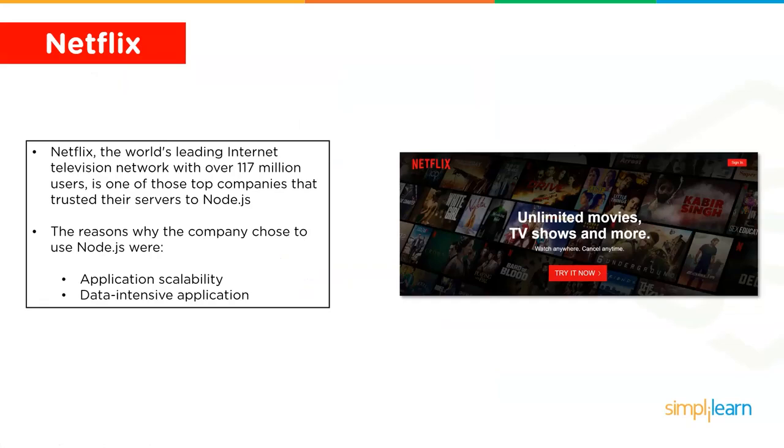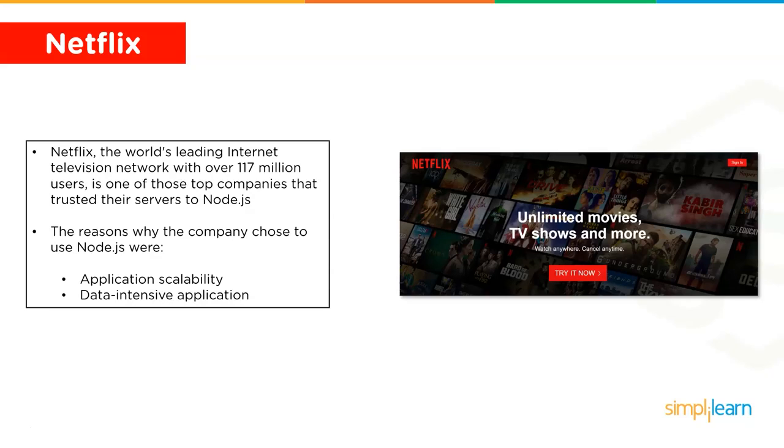First up, we have Netflix. The world's leading internet television network with over 117 million users is one of the top companies that trusted their services to Node.js. The reasons why the company chose to use Node.js were application scalability and data-intensive application. Now you must be wondering what application scalability is.